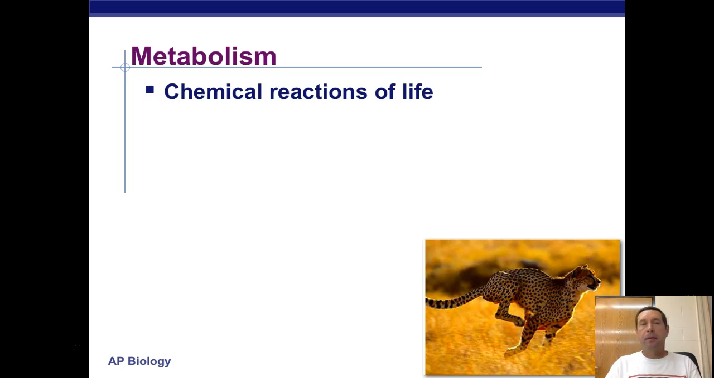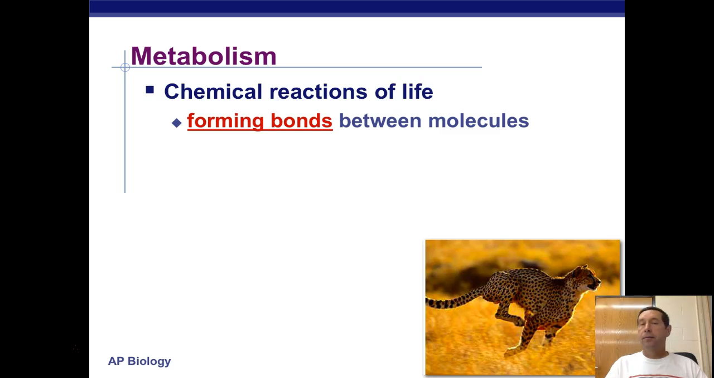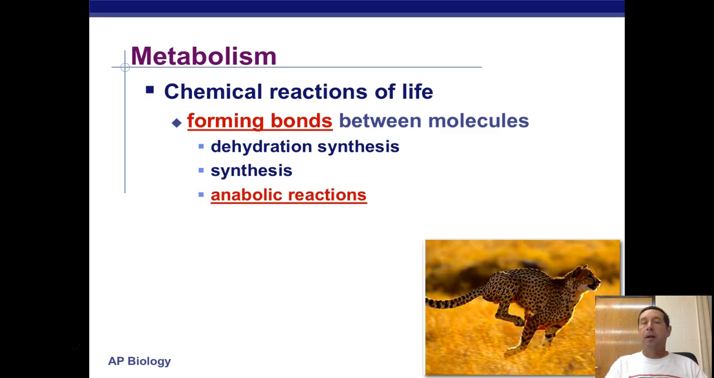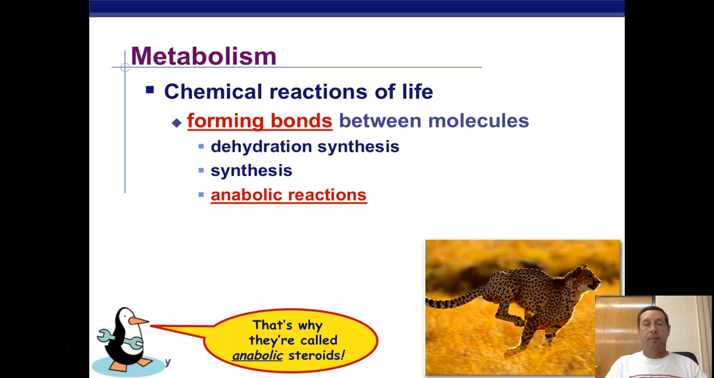So metabolism is all the chemical reactions of life. It's all the reactions that a living thing needs to do to stay alive. It involves forming bonds between molecules as well as breaking bonds. Forming bonds happens through what's called dehydration synthesis, where a bond is formed and water is given off as a byproduct. These are anabolic reactions. Anabolic means to build larger molecules from simpler subunits. That's why we call them anabolic steroids. The name comes from the fact that it's used to build muscles.